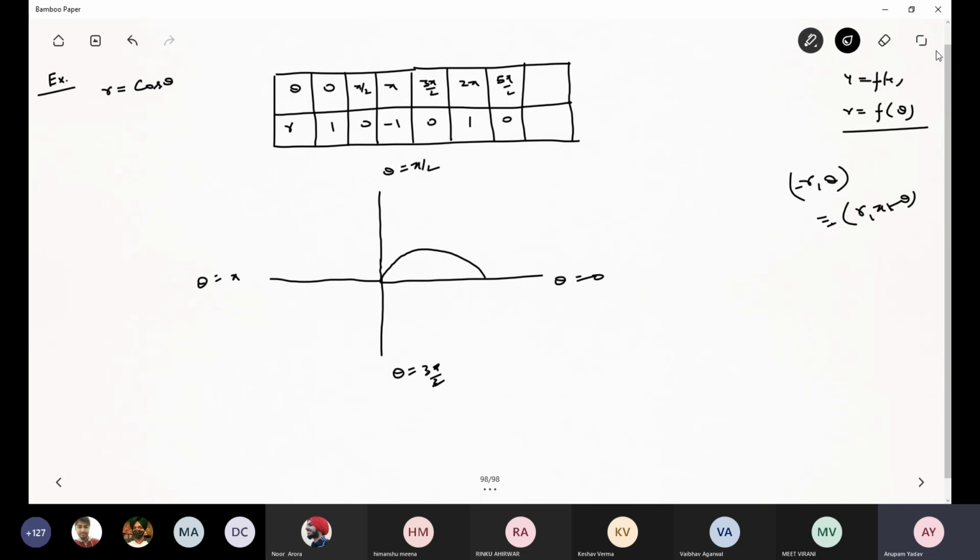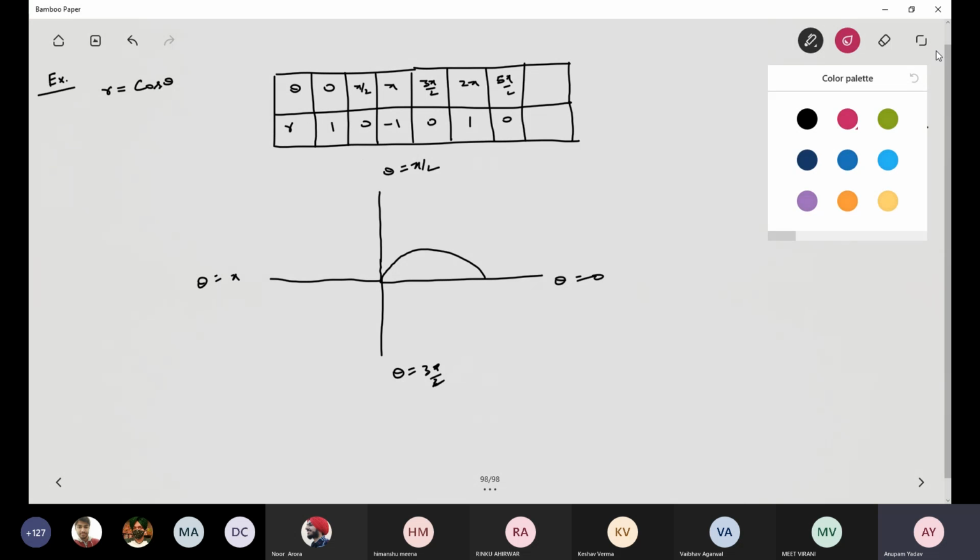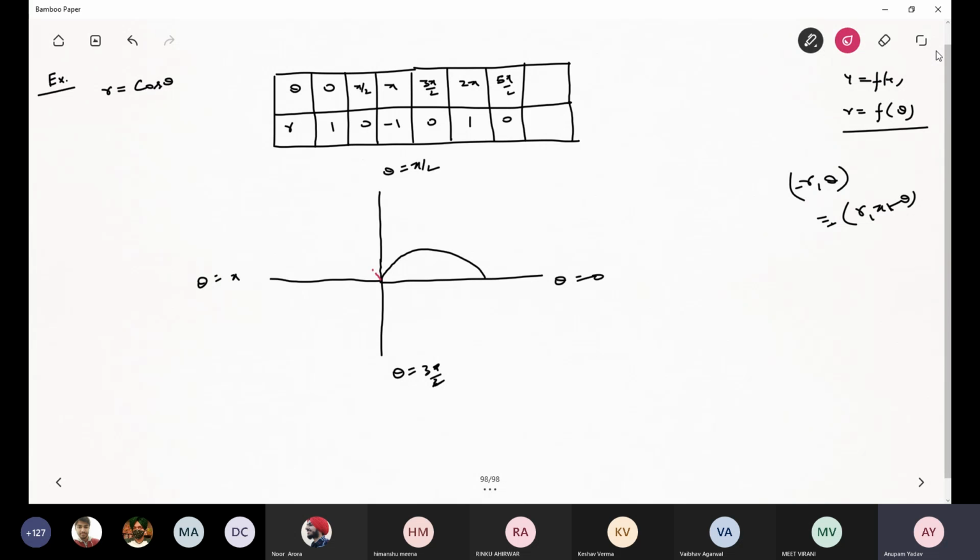So basically, what would happen when theta is moving from pi by 2 to pi? 0 is this point, and suppose it is positive, it should go like this. Okay, it's replication. But since it is negative, it will transfer everything by 180 degrees. So in originality, it will draw the original structure here.